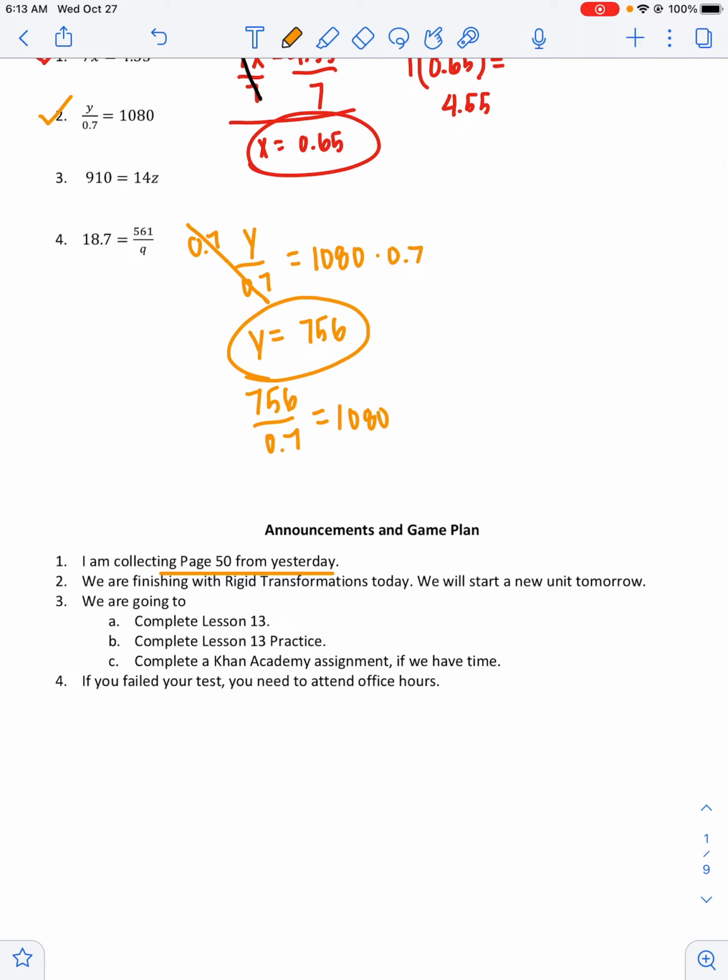And we're finishing the rigid transformations unit today. We took that test on it on Monday, and we're finishing up with congruence today. Tomorrow we'll start a new unit. So for today in class, we completed lesson 13 and completed lesson 13 practice. But if you were absent yesterday, you only worked on lesson 11.